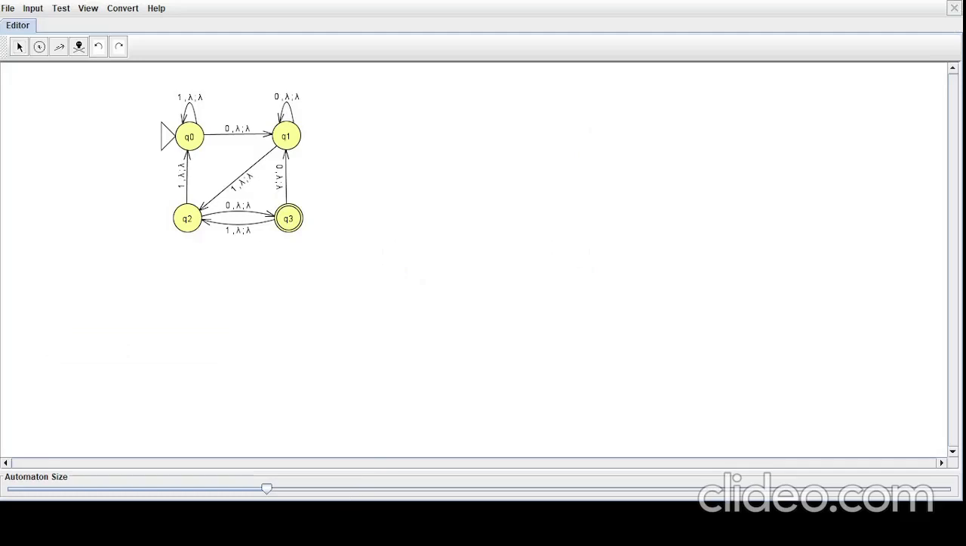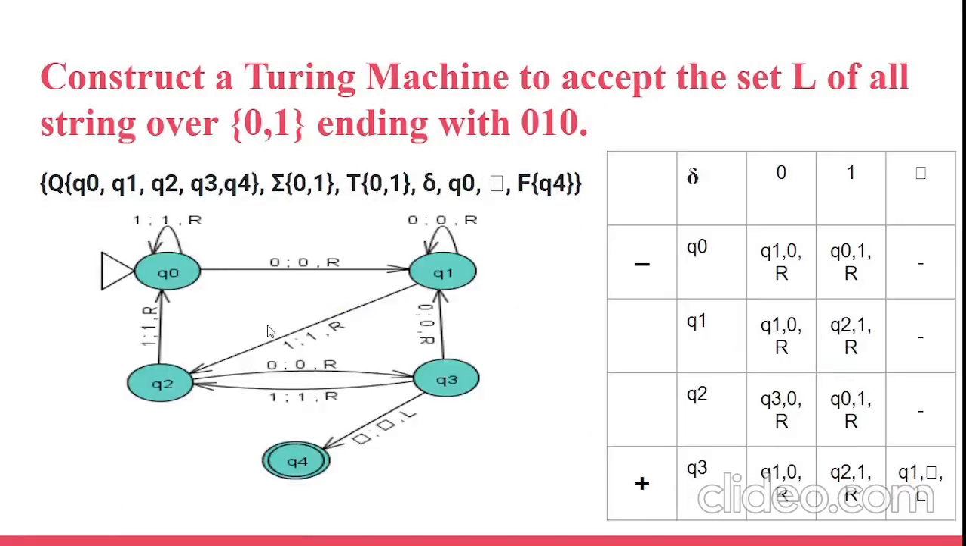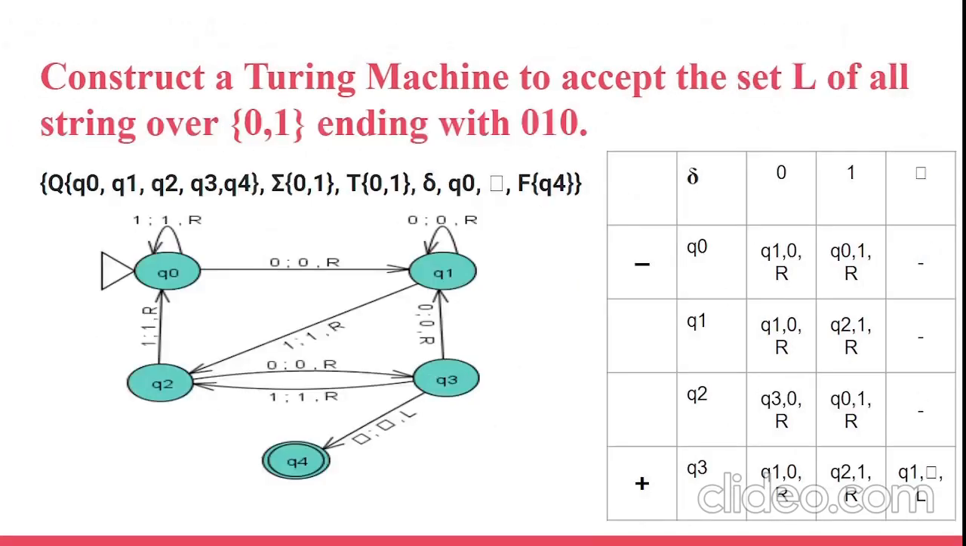Let's move to the third question. Let me share the screen again. The third question was to construct a Turing machine for the same. You have to create the Turing machine for the string that ends with 0 1 0.